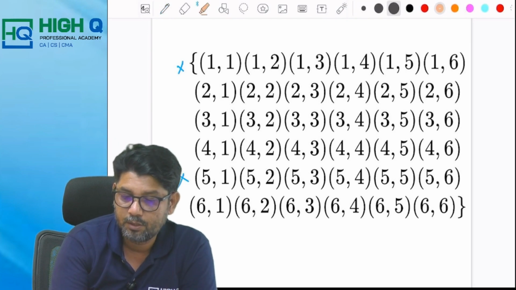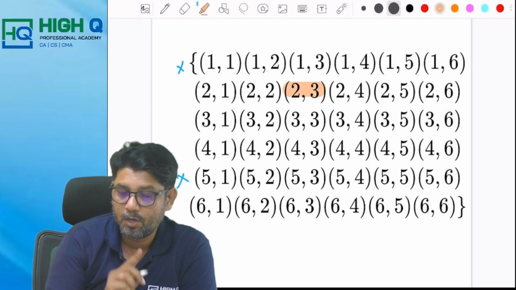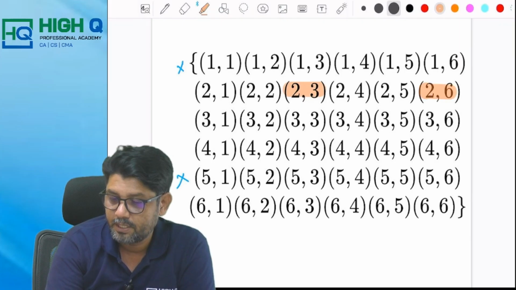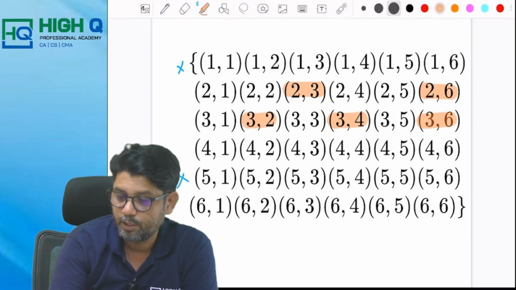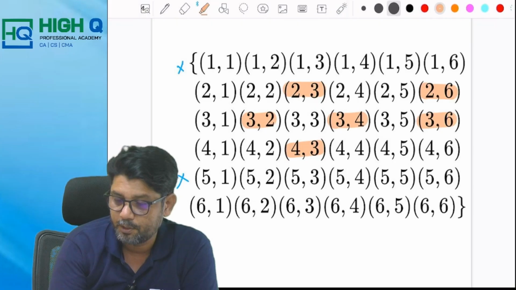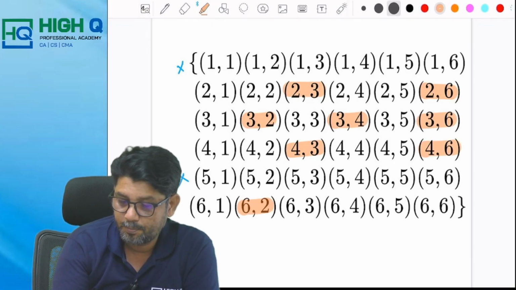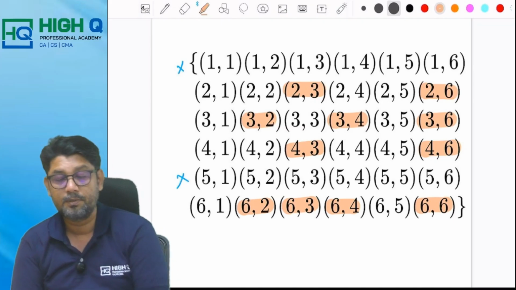So now let us go to the second row. Is 2 3 possible? Yes, my dear, 2 3 possible. One die is even, other die is odd. Sorry, one die is a multiple of 2 and the other die is a multiple of 3. 2 comma 6 possible. Very good. 3 comma 2 possible. 3 comma 4 possible. 3 comma 6 possible. 4 comma 2 not possible. Sorry, 4 comma 3 possible. 4 comma 6 possible. Am I right? Next, 6 comma 2 possible. 6 comma 3 possible. 6 comma 4 possible and 6 comma 6 possible.